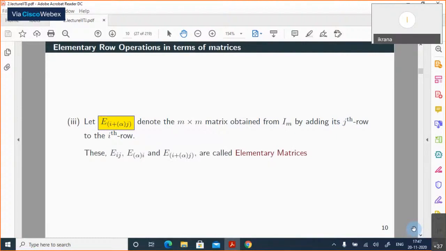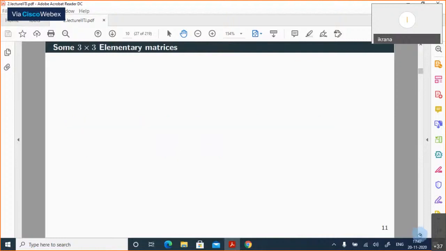So these three types of matrices are called elementary matrices. And what is the advantage of these elementary matrices? These elementary matrices are very useful in the following way. So we are going to give an application of it.